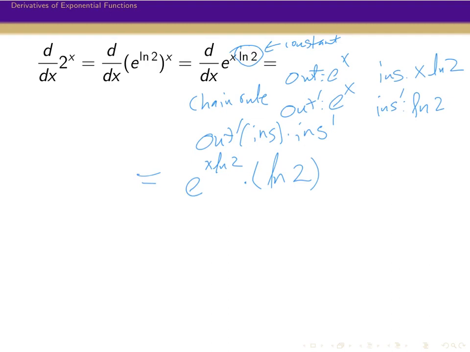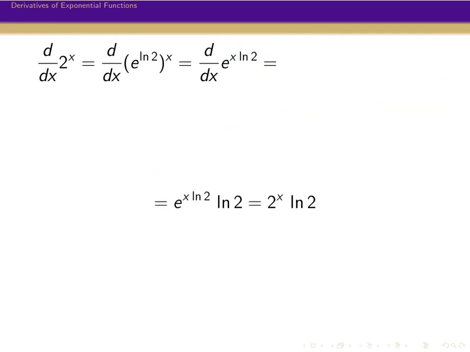So e to the x times natural log of 2 times natural log of 2. It would be nice to write this cleanly. Voila. And then, as we saw before, e to the x natural log of 2, that's the same thing as 2 to the x. And so we can rewrite it as 2 to the x times natural log of 2. And if you think back about the way that we started this video, that actually means that this number that we got working out that limit, that is the natural log of 2.